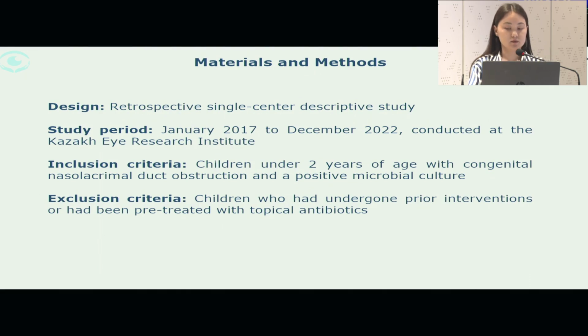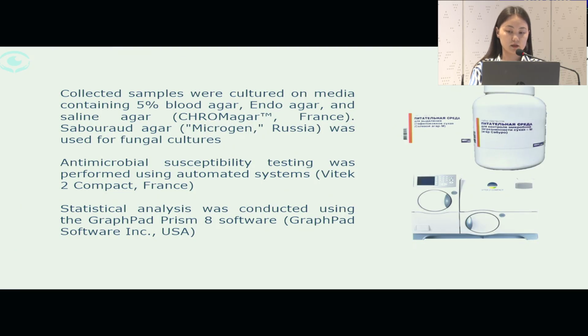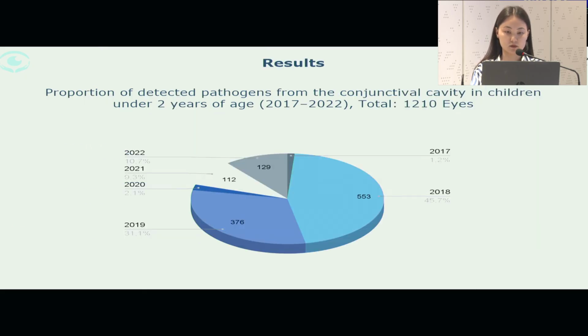The study is a retrospective, single-center descriptive study conducted at the Kazakh Eye Research Institute from January 2017 to December 2022. It includes children under 2 years old with congenital nasolacrimal duct obstruction and a positive microbial culture, while excluding those with a history of prior intervention or prior use of topical antibiotics. Conjunctival cultures were collected using an improved methodology. Samples were cultured on standard media. Antibiotic susceptibility testing was performed using the VITEK 2 Compact automated system. Statistical analysis was conducted with GraphPad Prism 8.